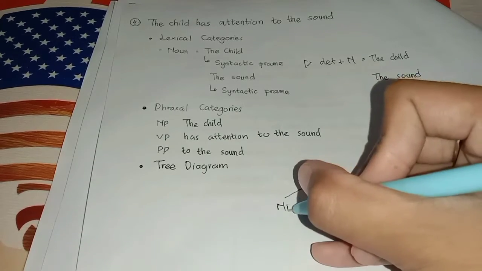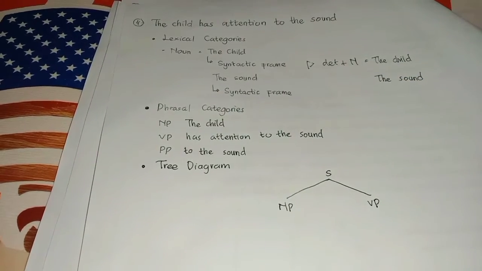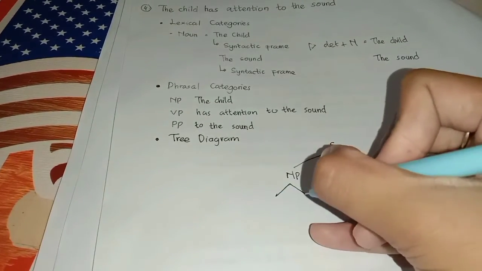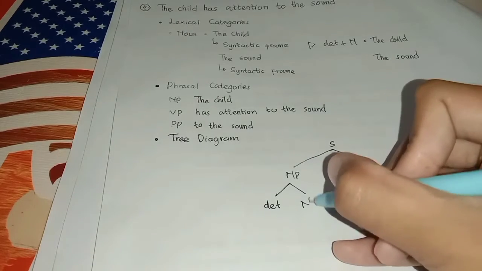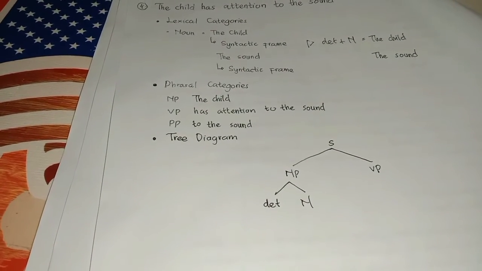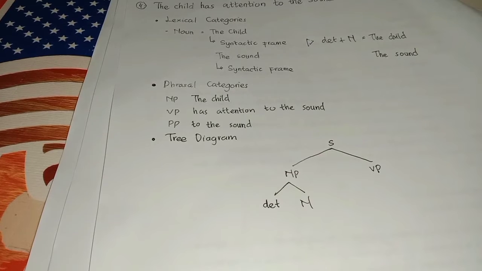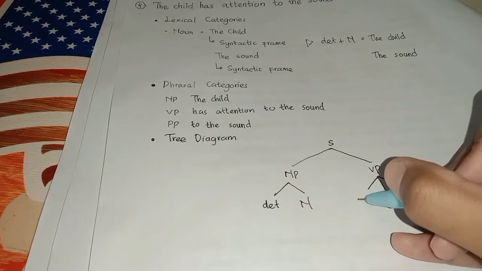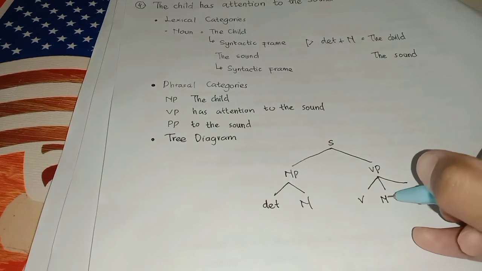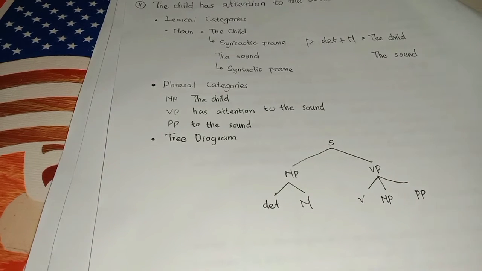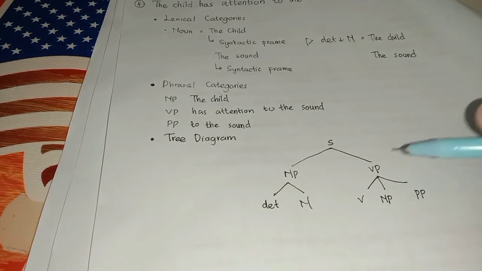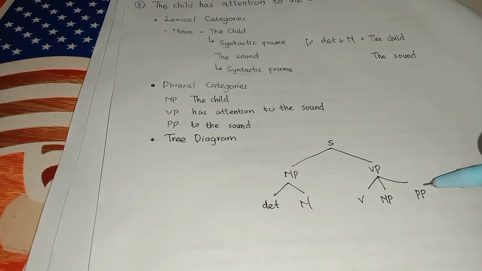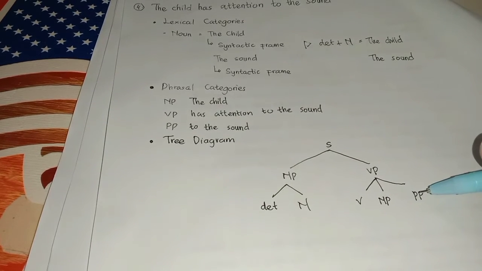Noun phrase, verb phrase. The child is the noun phrase. We can divide it into determiner plus noun. "Has attention to the sound": we can divide it into three branches. The first one is verb, the second one is noun phrase, the third one is prepositional phrase. The verb is "has." The noun phrase is "attention," and the prepositional phrase is "to the sound."